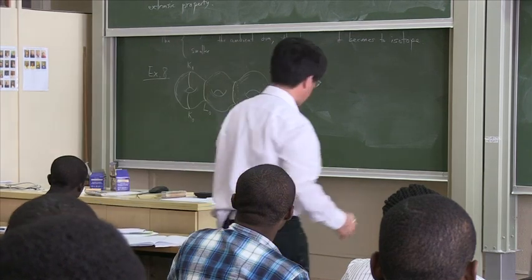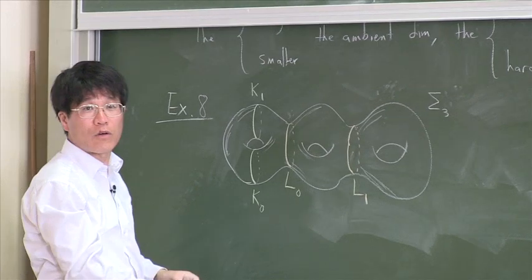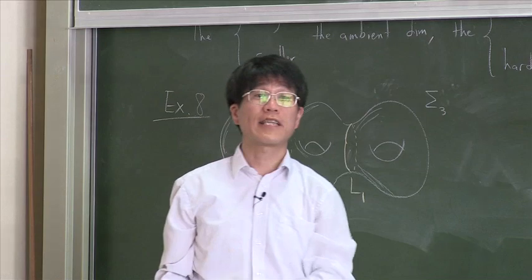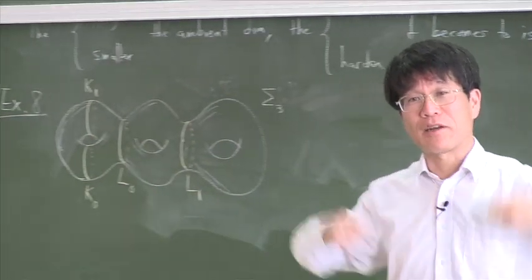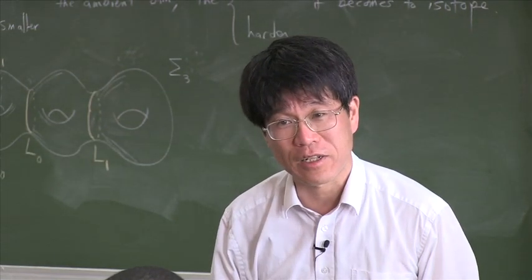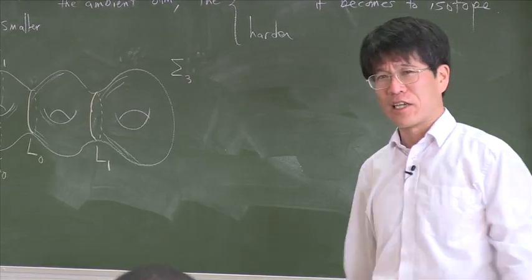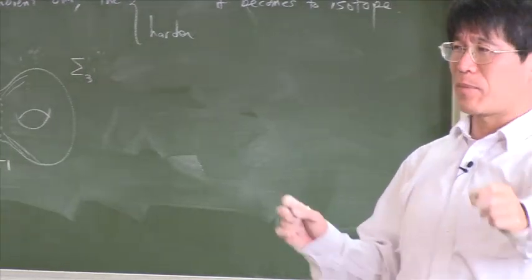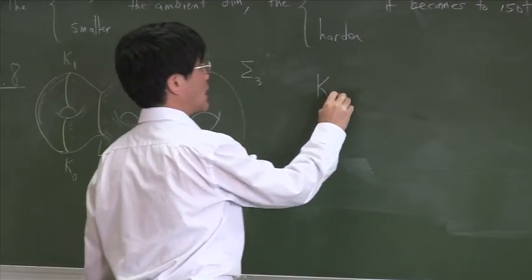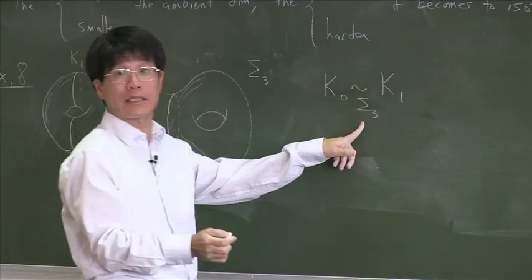How do you do it? It's easy. I take this and then slide it over there along sigma 3. So you can be courageous and declare, are they isotopic or not? K0 and K1. They are isotopic. So you raise your hand and say, yes, they are isotopic. So of course K0 and K1 are isotopic. Let's make sure that we remember to say inside sigma 3.